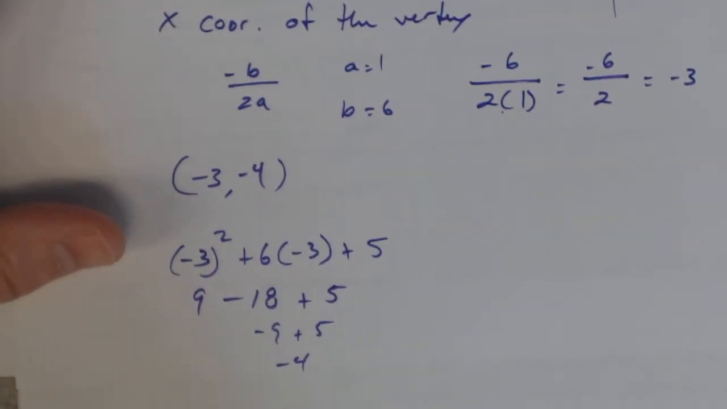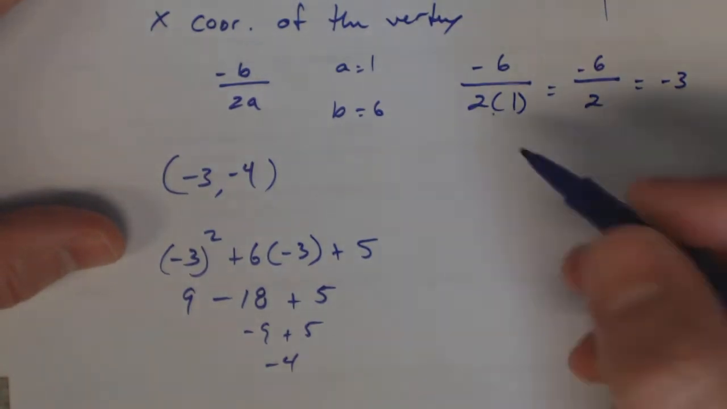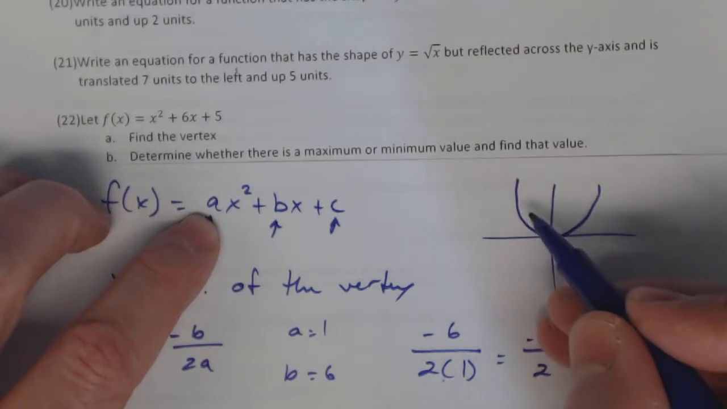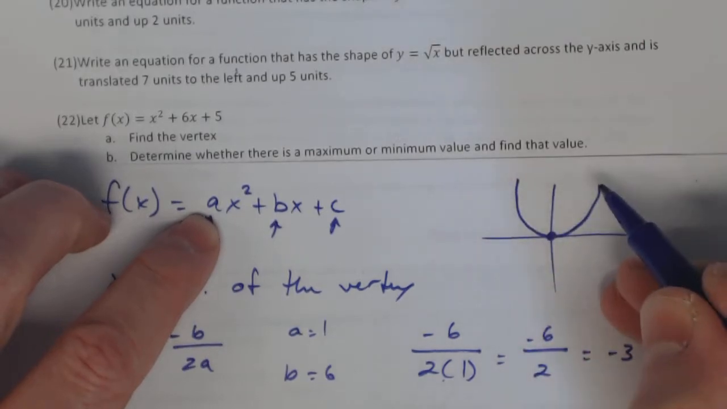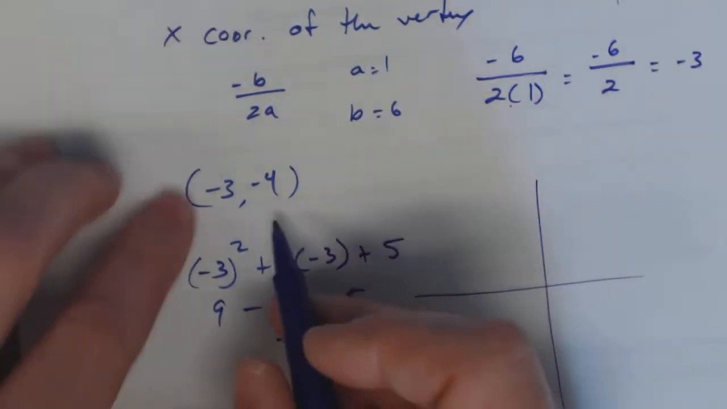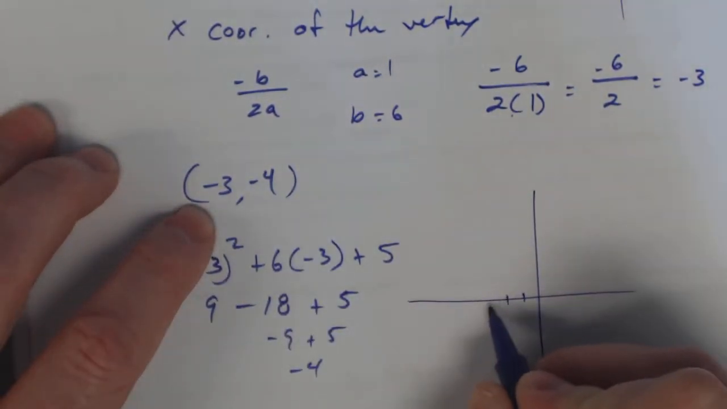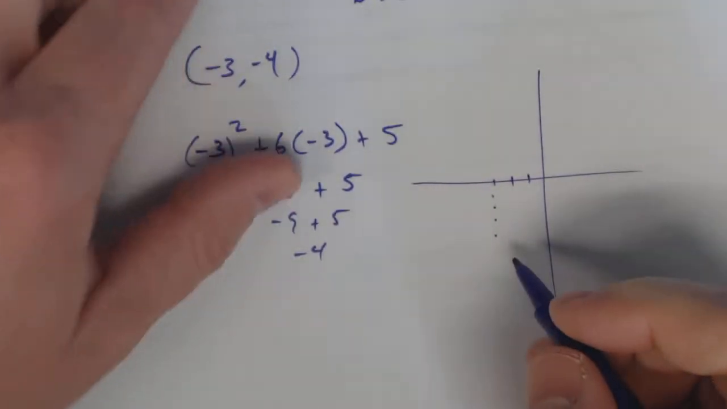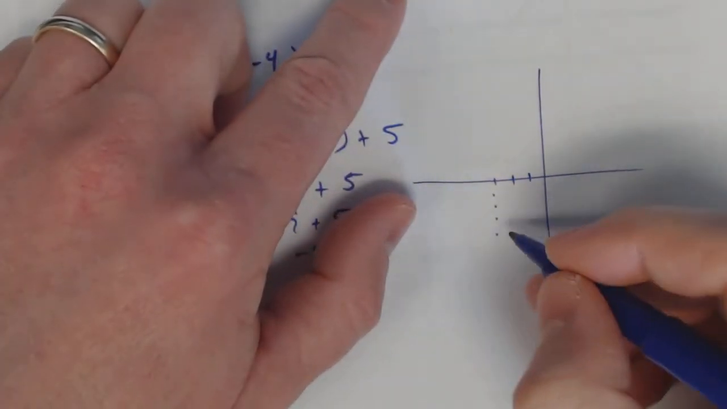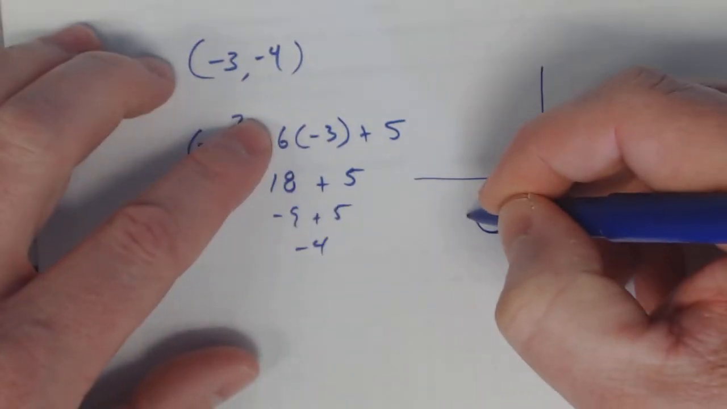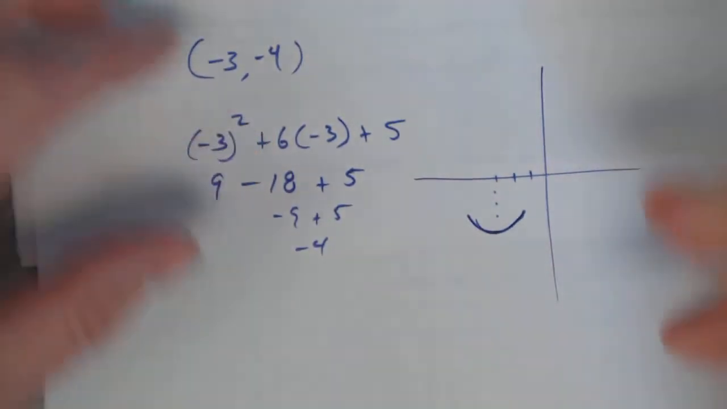All right, determine whether there's a maximum or minimum. If your a value is positive, then the quadratic opens upward. If it's negative, it opens downward. So let's draw this out here. Here's the vertex. Back 3, down 4. And since my a value is positive, it opens upward. So I know this much.